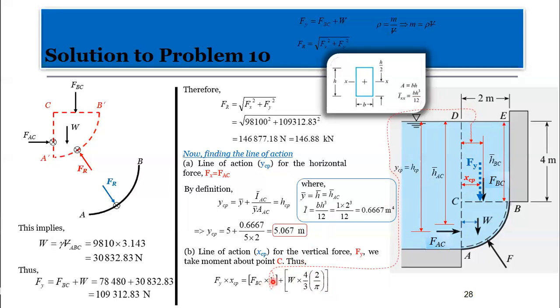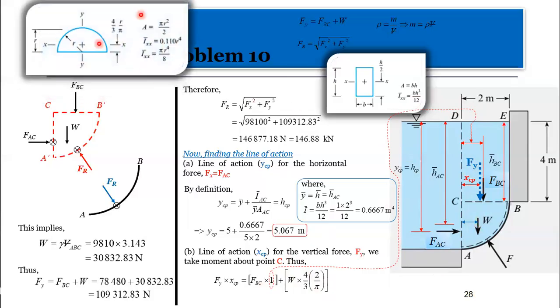Now, for the moment arm for W, we look at this diagram. The diagram is like a quadrant, but this one is a semicircle, right? Good. But the centroid will be on the same line, and the centroid arm here is actually 4r over 3pi. This is the formula that we just used, so the distance here is what we are using.